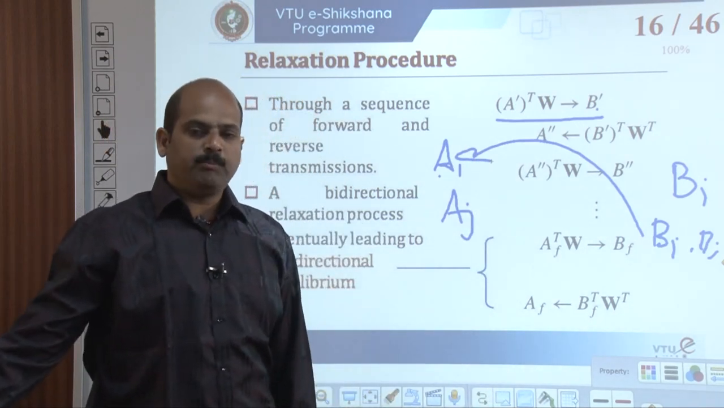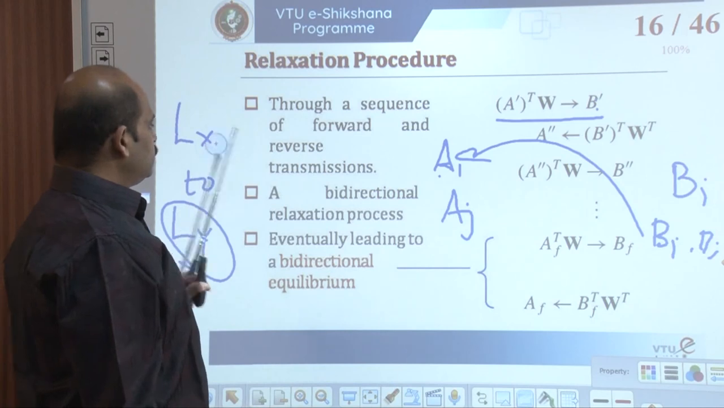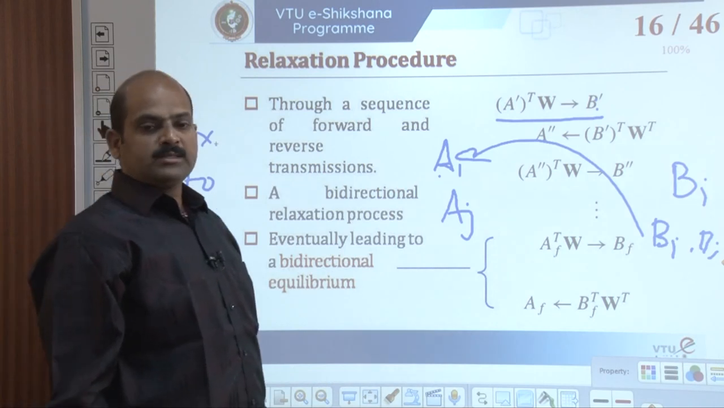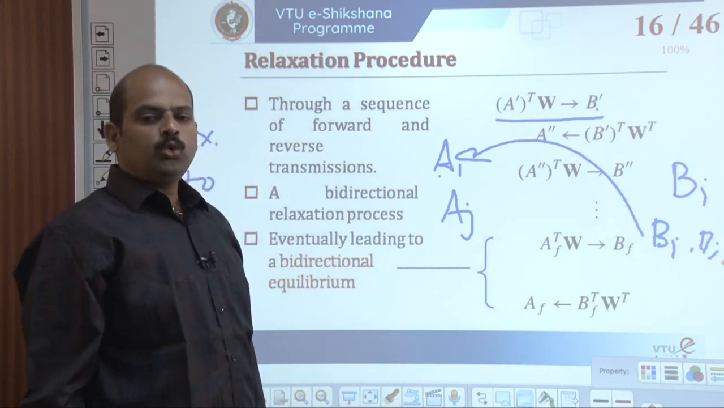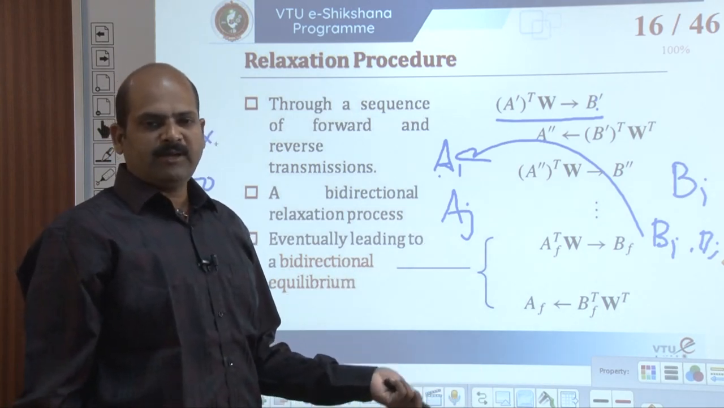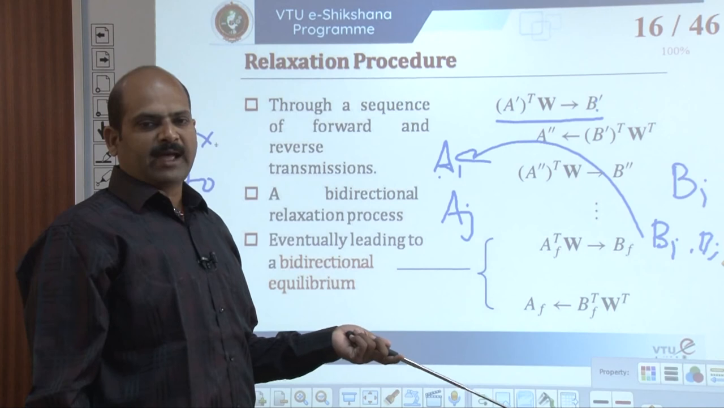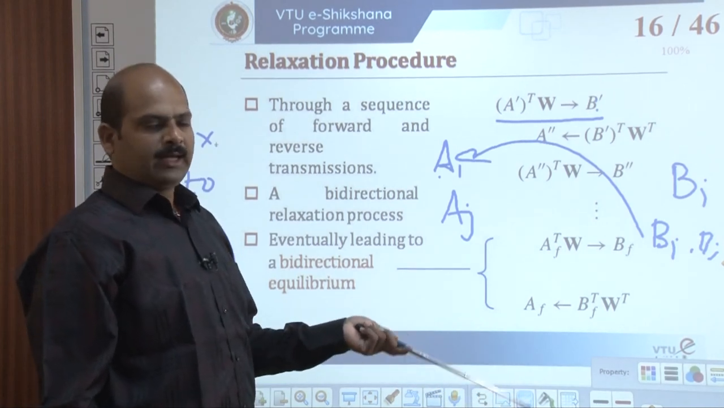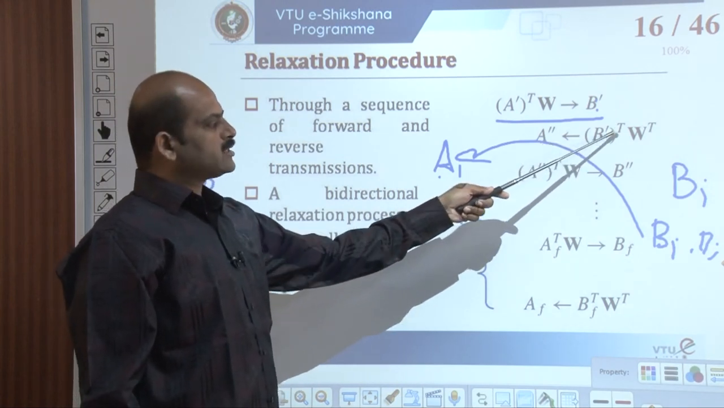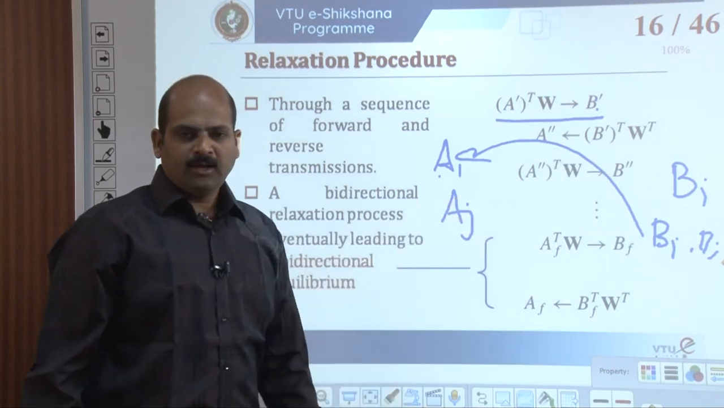So, if we wish to feed back the b dash value to Lx in order to improve the accuracy of recall, we may do so by using the transpose of the weight matrix. That is taken into consideration in this reverse chain of activity transmission from Ly to Lx, as a double dash, which tends to b dash into W transpose. Okay, now, the remaining we will continue in the next video. Thank you.